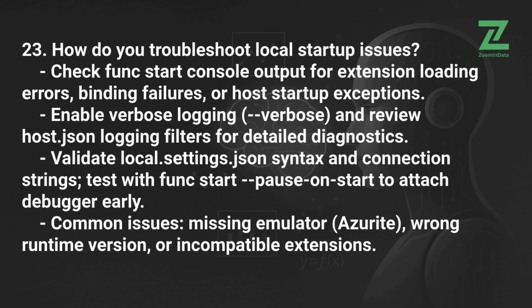23. How do you troubleshoot local startup issues? Check func start console output for extension loading errors, binding failures, or host startup exceptions. Enable verbose logging, --verbose, and review host.json logging filters for detailed diagnostics. Validate local.settings.json syntax and connection strings. Test with func start --pause-on-start to attach the debugger early. Common issues: missing emulator, Azurite, wrong runtime version, or incompatible extensions.